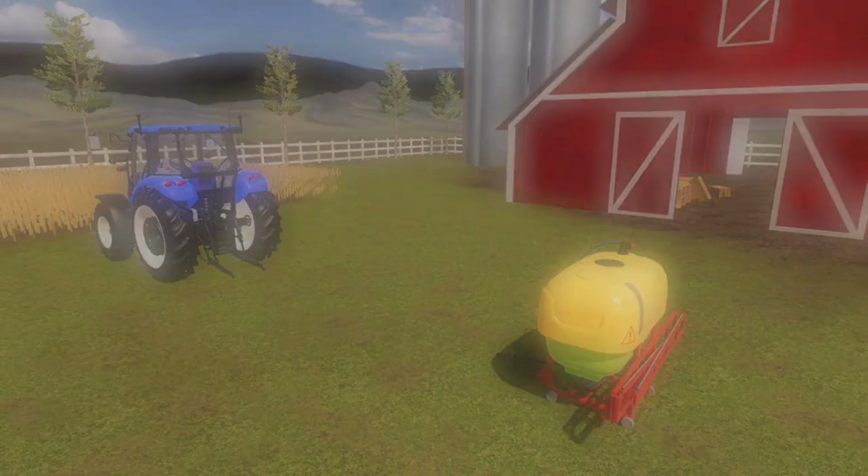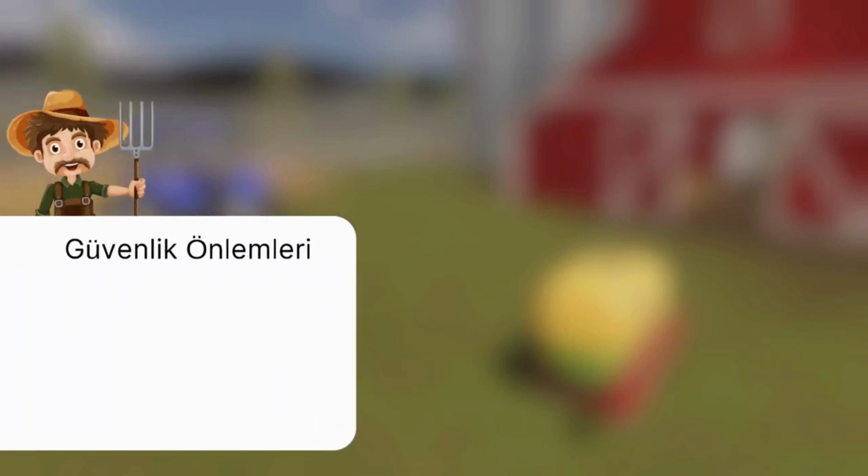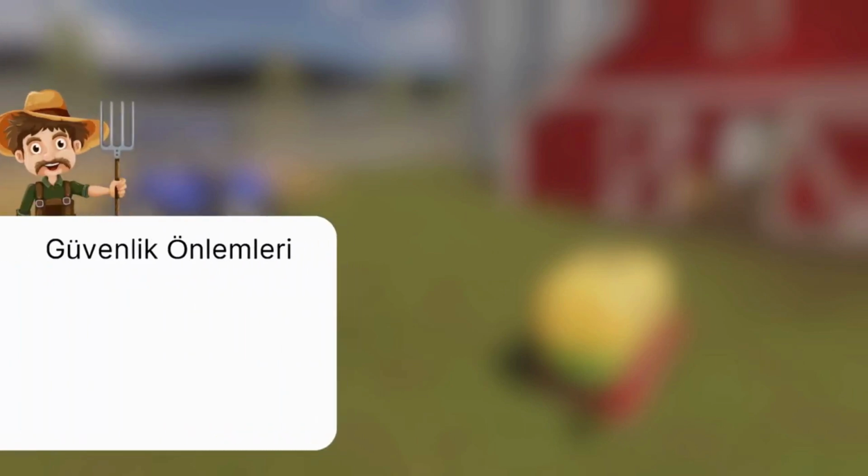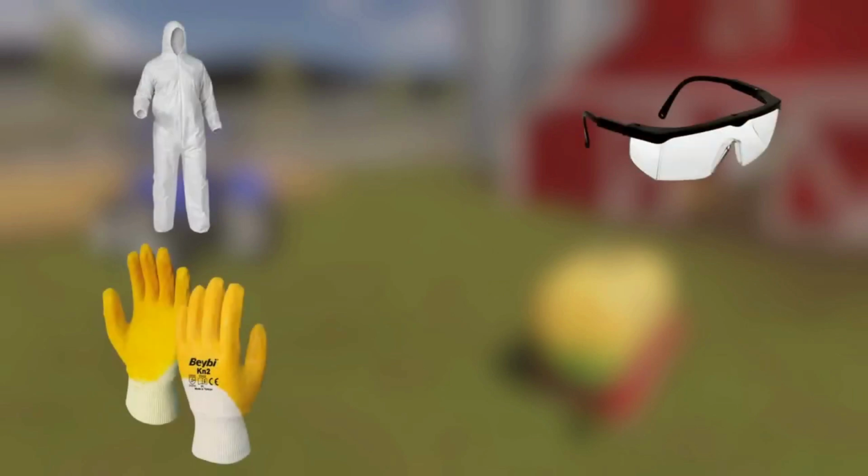Connecting the sprayer to the tractor. Safety precautions. Ensure that both the tractor and machine are switched off and the handbrake is engaged. Wear personal protective equipment such as protective clothing, gloves, goggles, and masks according to occupational safety regulations. Chemical pesticides can be hazardous to human health, so a protective mask is mandatory.